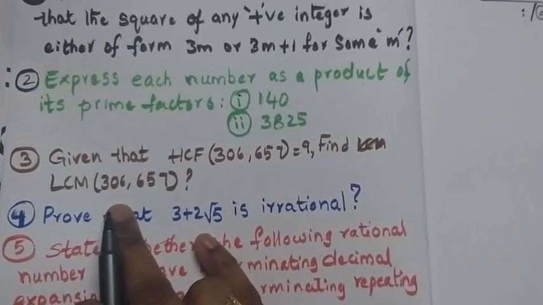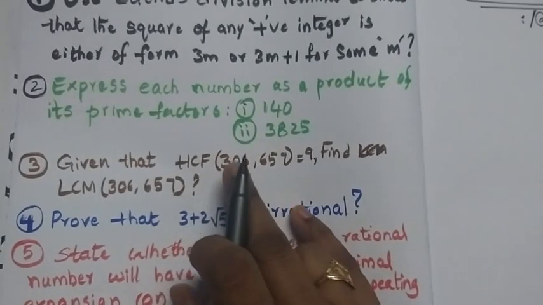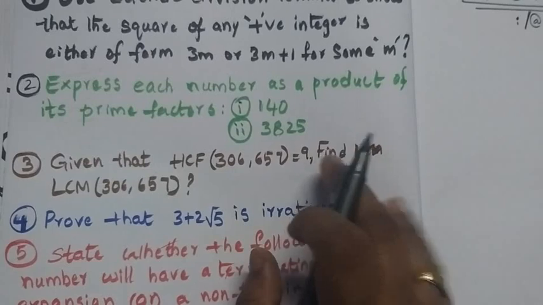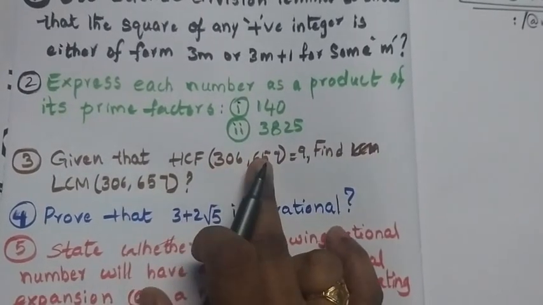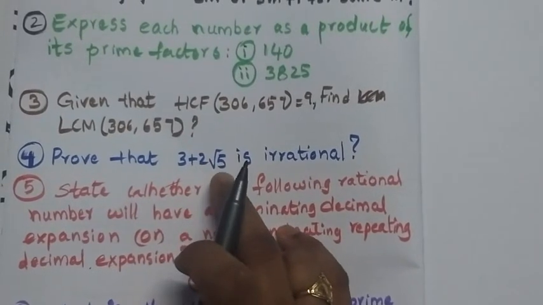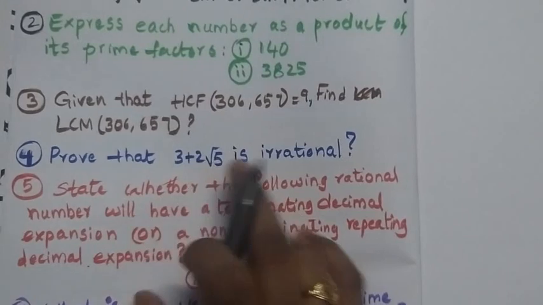Third question, what is given? Given that HCF of 306 and 657 is equal to 9, find the LCM of these numbers. And fourth question is, prove that 3 plus 2 root 5 is irrational. We have to prove that the given number is irrational.